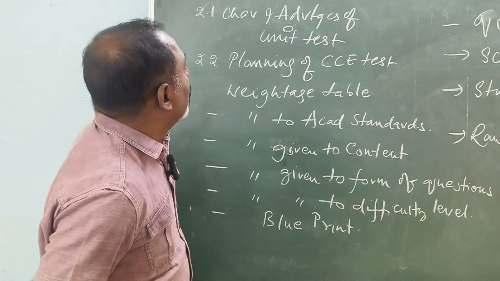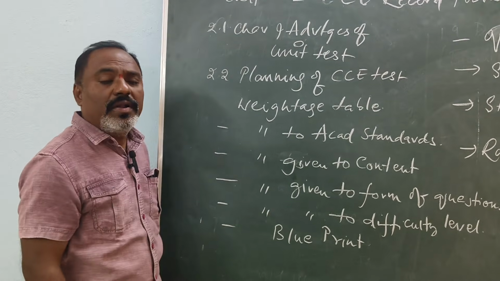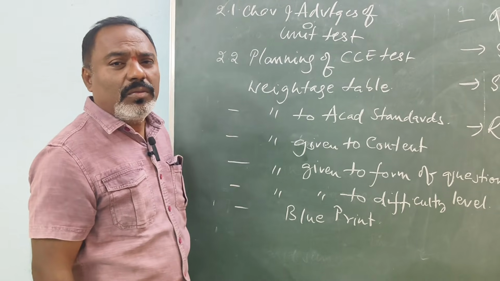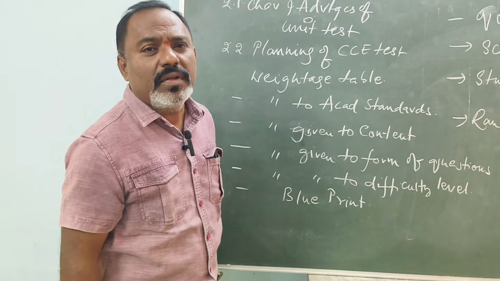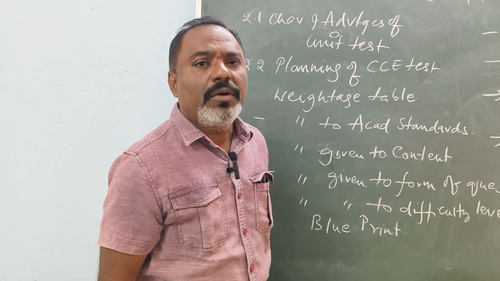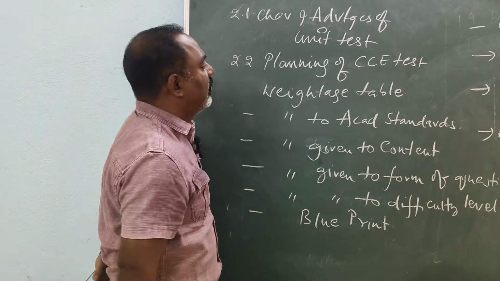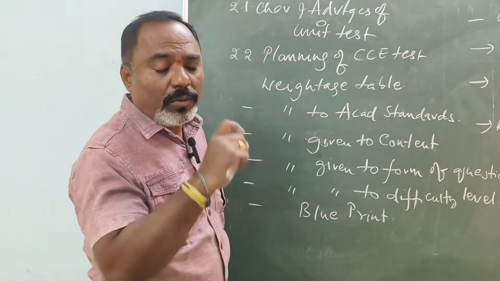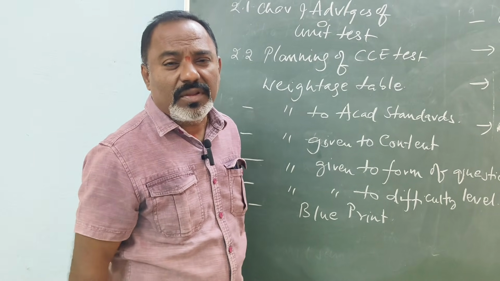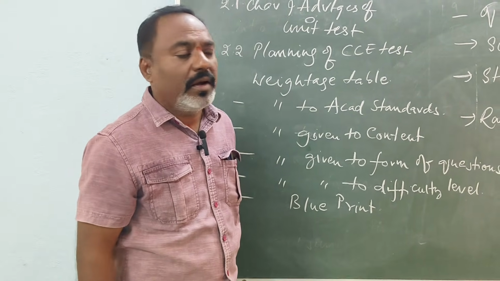Second chapter. In the second chapter, you write the characters and the advantage of unit test. Why? What is the reason? And what are the advantages of carrying out unit test? Then how you plan for CCE test? How you prepared the question paper and all this should be written in detail.